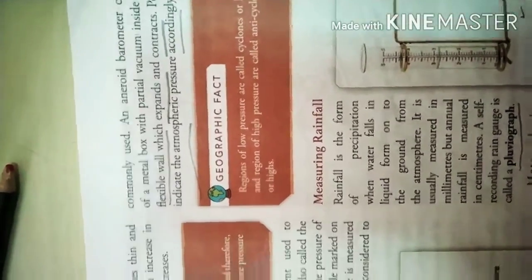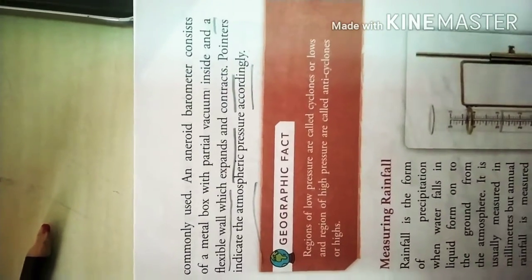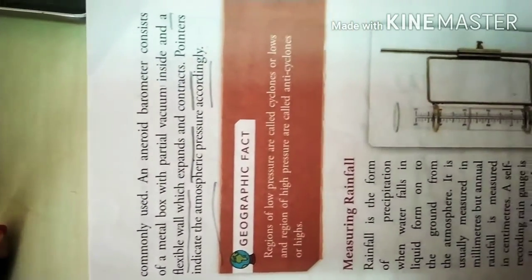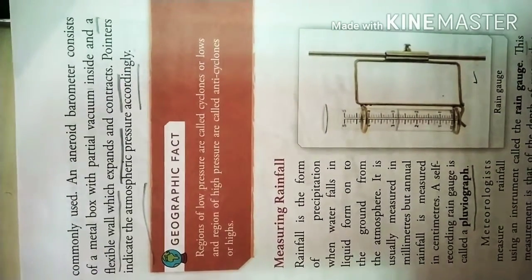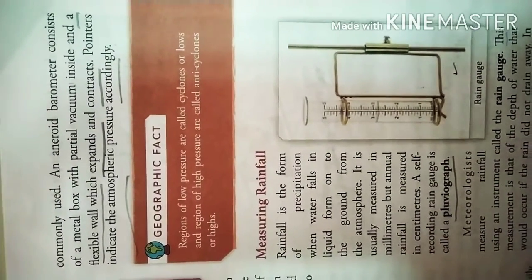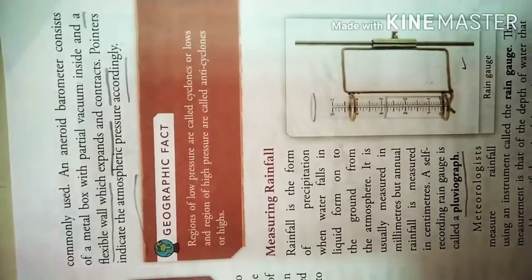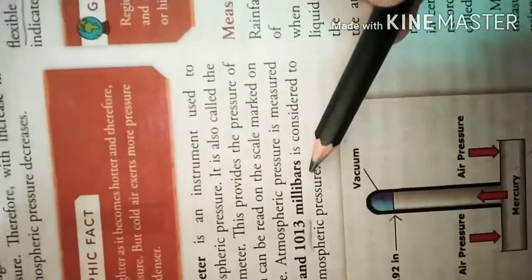Now see how it works. You have seen the blood pressure machine. When the blood pressure goes high and we put it on the arm, it expands. And when it comes down, it gets squeezed. In the same way this aneroid barometer works. The unit is millibars. We measure the air pressure in millibars.